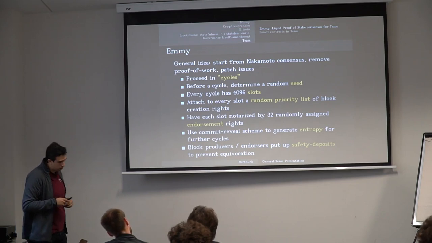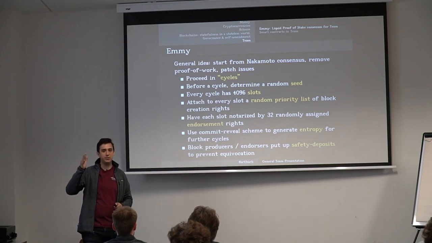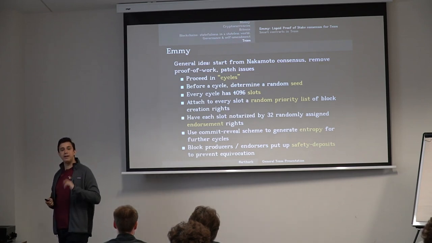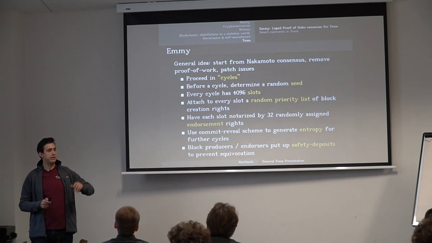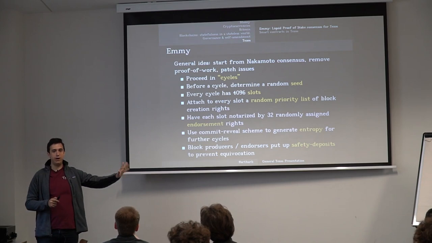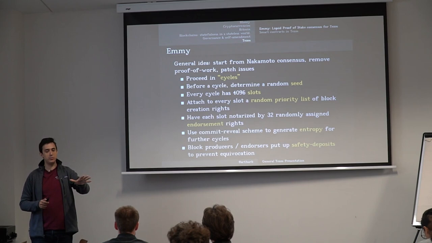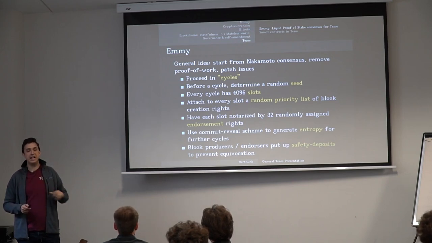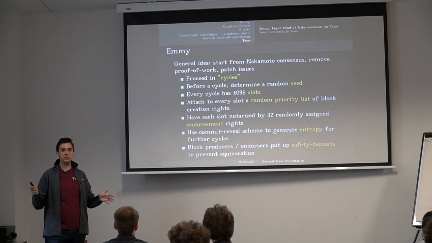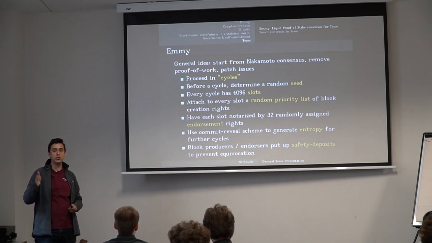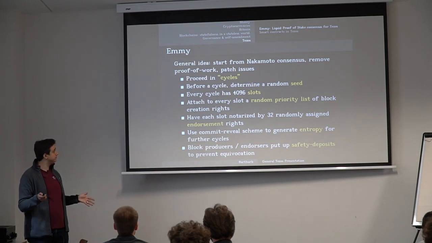Okay. So to every slot, I'm going to attach a random priority list of block creators. So for slot number one, I'm going to use my random seed, and I'm going to say, okay, slot number one is yours. But if you don't do it, then after a certain time, you can do it. And then if you can't do it after a certain time, you can do it. And these rights are granted randomly to anyone who holds any token. So if you own tokens, in proportion to the number of tokens you hold, you can be randomly selected to create a block within a slot.